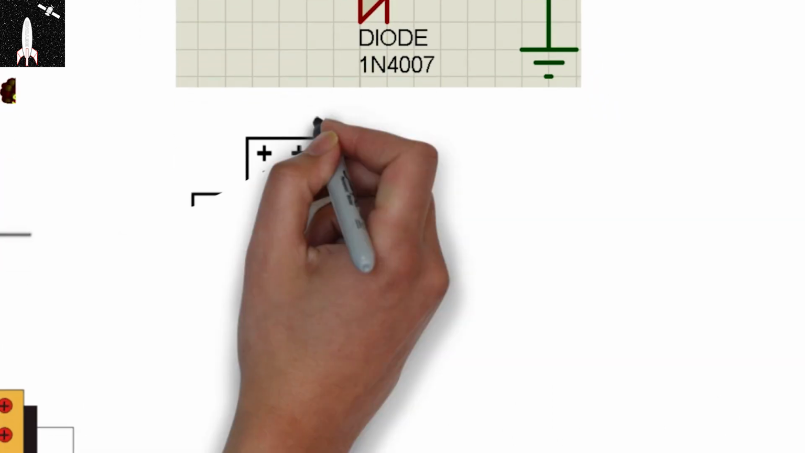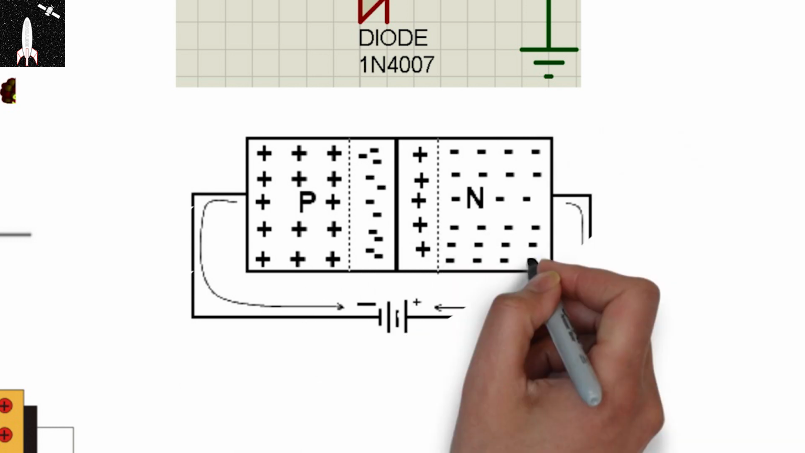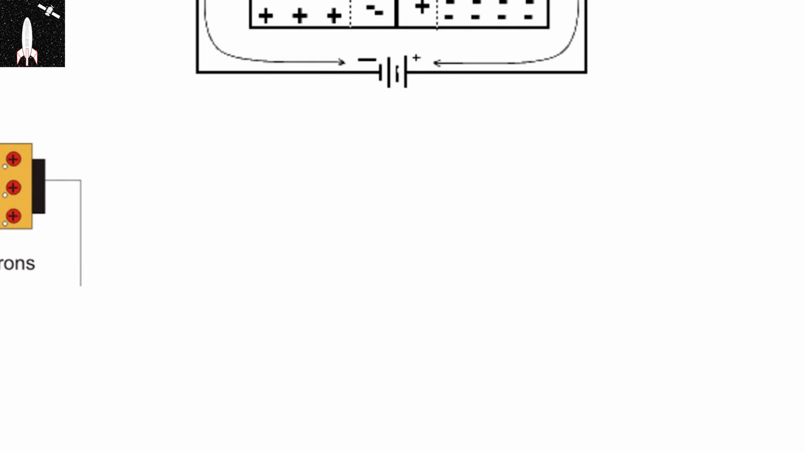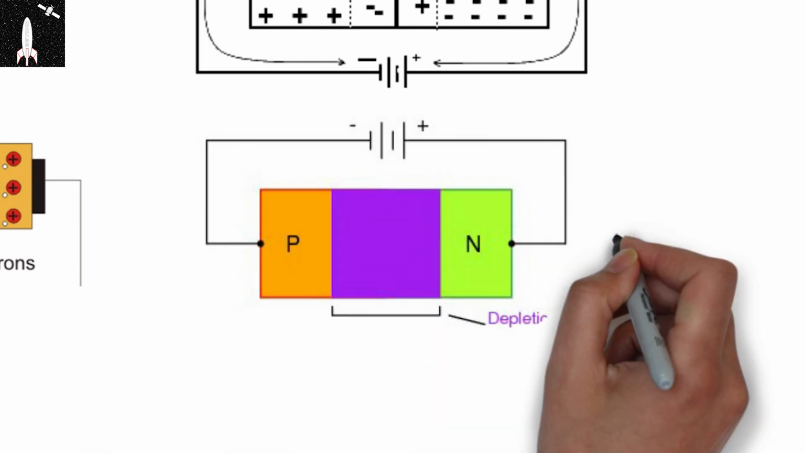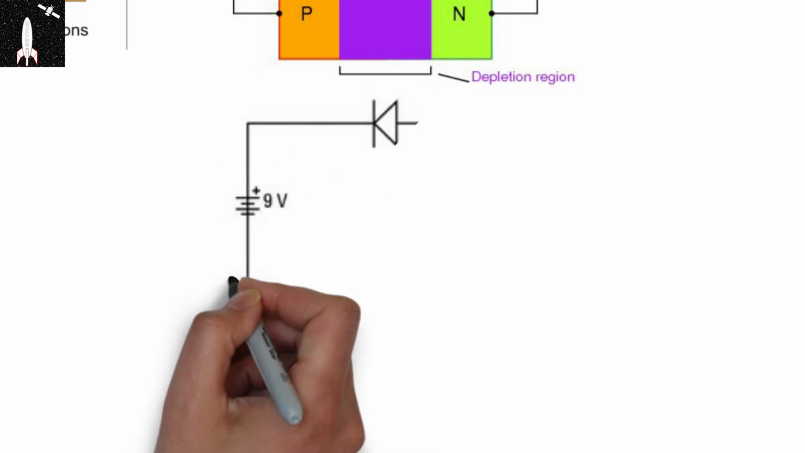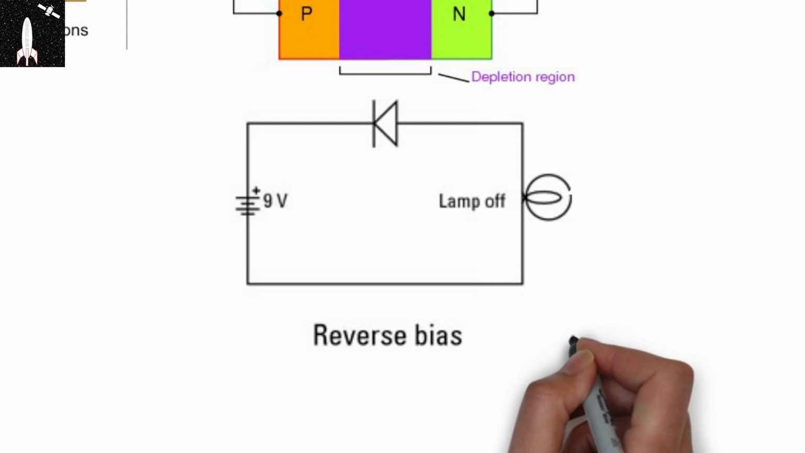Now, if we apply an external source with negative to the P-type and positive to the N-type, then the holes and electrons get attracted towards the supply. This in turn increases the depletion layer. Due to this, the electricity flow becomes impossible. This condition is known as reverse bias of diode.